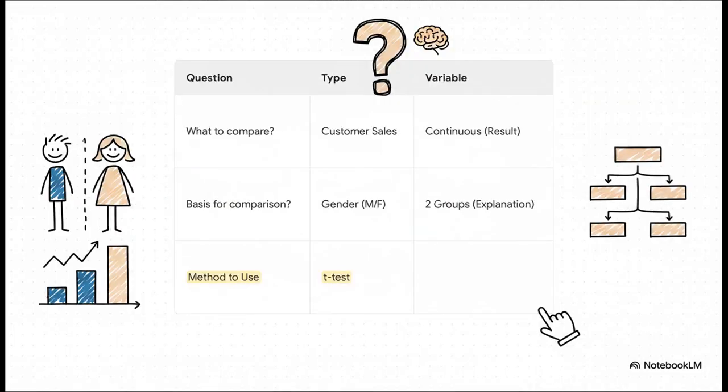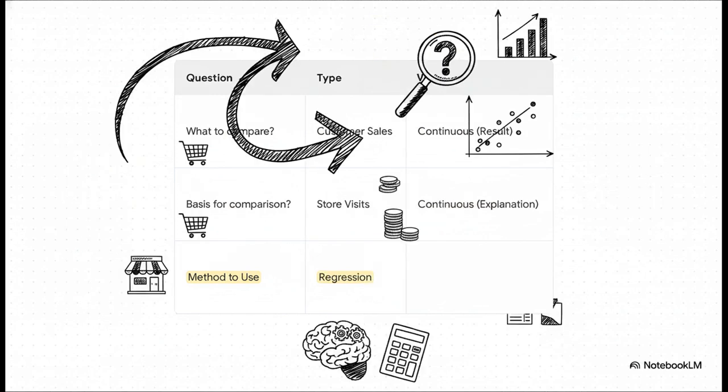For example, say you want to compare the average sales between men and women. Okay, so step 1, what's our result? It's sales, which is a continuous number. Step 2, what's our explanation? It's gender, which has 2 groups, male and female. So we look at the table: continuous result, 2-group explanation, and it points us right to the t-test. Simple as that.